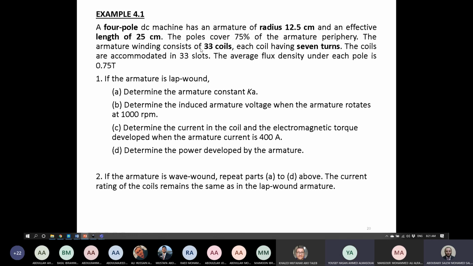Could you repeat the 75% point because it was lagging? I couldn't hear you clearly.